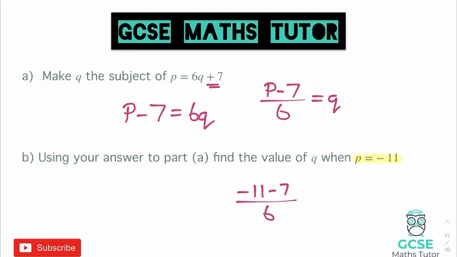Well, let's simplify the top. -11 take away 7 would be equal to -18. And we're going to divide that by 6. 18 divided by 6 is 3, so -18 divided by 6 is going to be equal to -3. So q will equal -3, and that'll be our final answer there, substituting that in.